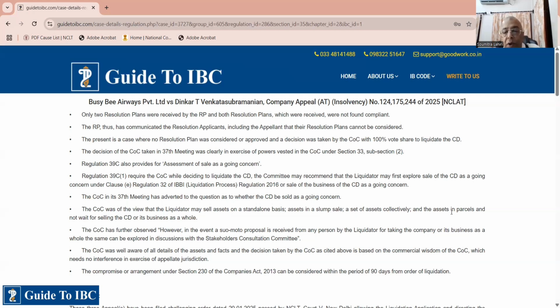So here the COC, in its commercial wisdom, decided that the CD's assets should be sold on slump sale basis, or collectively, or as assets in parcels. Don't wait for selling the CD as a going concern or business as a whole. The COC, however, observed that in the event a suo motu proposal is received from any person by the liquidator for taking the company or its business as a whole, the same can be explored in discussion with the stakeholders consultation committee.